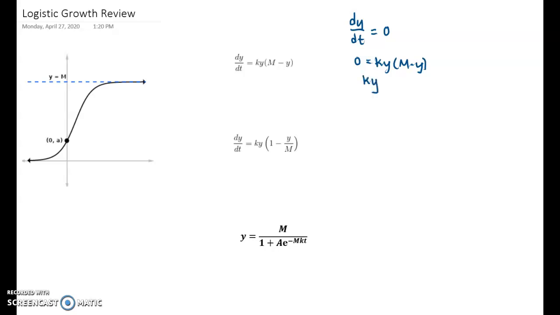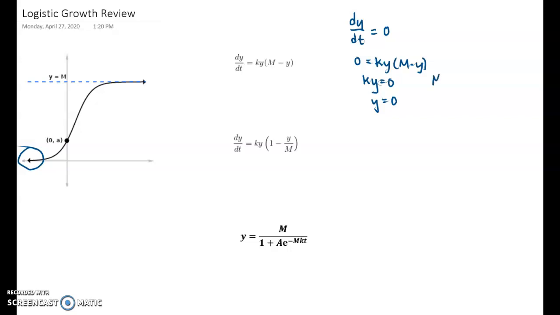One way is if k times y equals 0, and k is a constant and k is not 0, so that would happen if y is equal to 0, if we have no population. If we have no population to grow, then that would just be a horizontal line. It wouldn't be much of a logistic growth situation because you have no population. But as you can see, as our y-coordinate gets close to 0, our slope also gets close to 0.